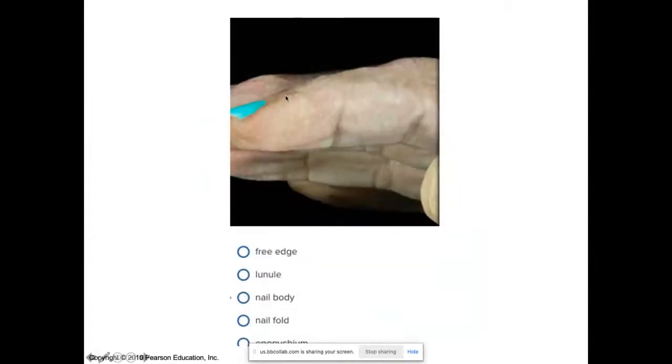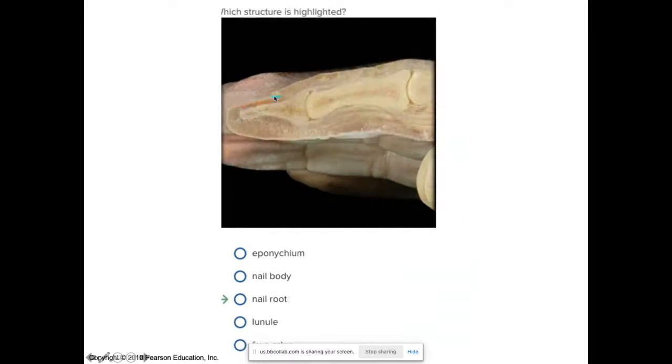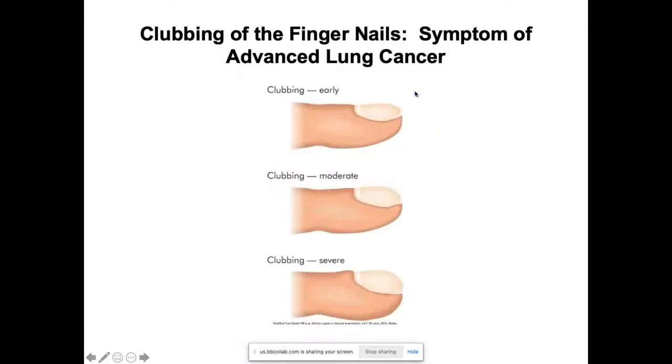Okay. So here is the nail body. This would be the nail root, and if it was up here, that would be the free edge. Okay, that's your distal phalange, middle phalange, and proximal phalange. Nails are really important clinically because they can tell us a lot of what's happening metabolically when we look at a person. When we see something that looks like this, where you see the cuticle is really thick and the nail is clubbing downward, we see this with advanced lung issues, like lung cancer.